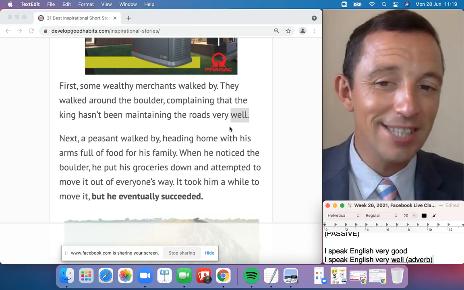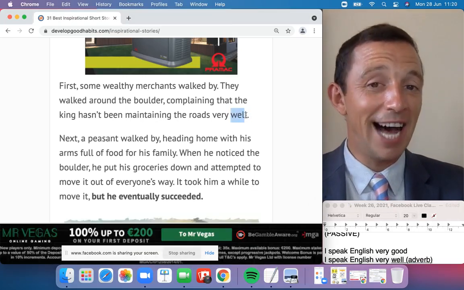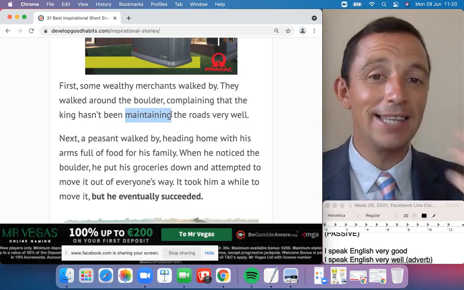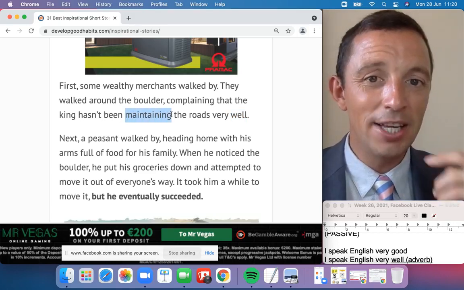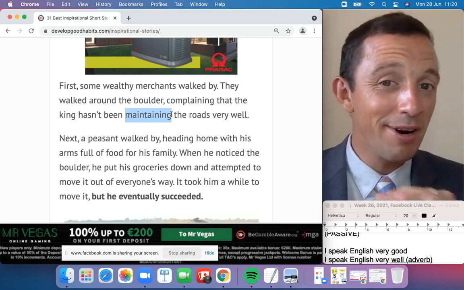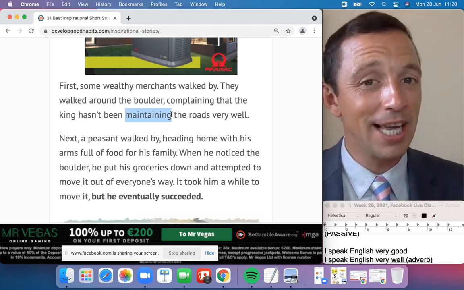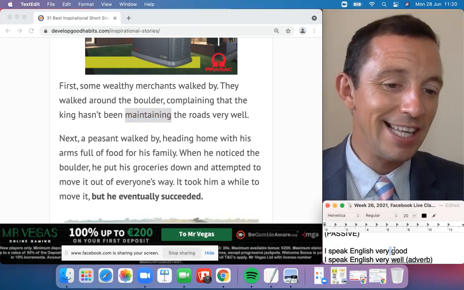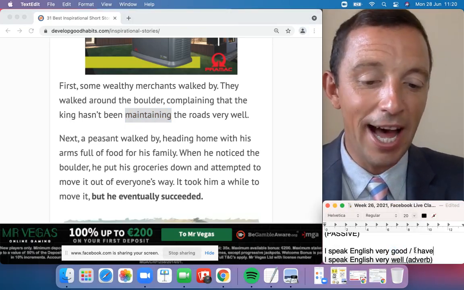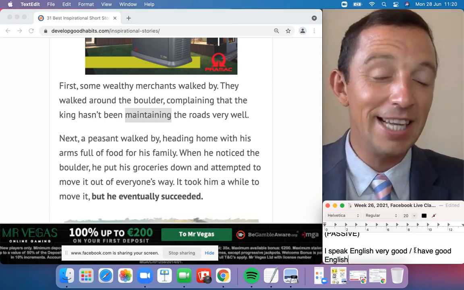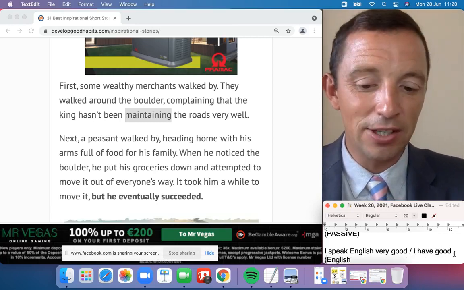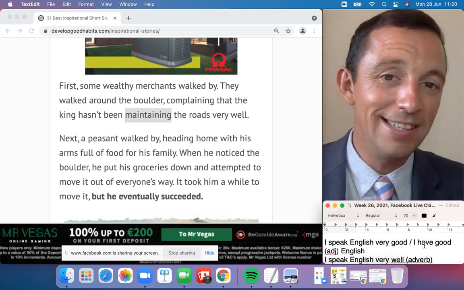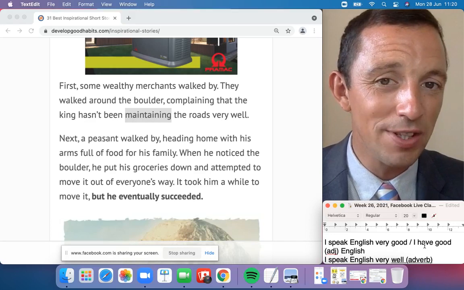Okay, and here it's exactly the same. Well is considered the adverb, and it is connected to the verb to maintain. Okay, so you maintain the room very well, you maintain your computer very well. So well is the adverb connected to the verb to maintain. Good is more considered the adjective. So you can say, I have good English. That is better because good is considered the adjective. So just a small little lesson and a small tip. That sometimes is a frequent error.